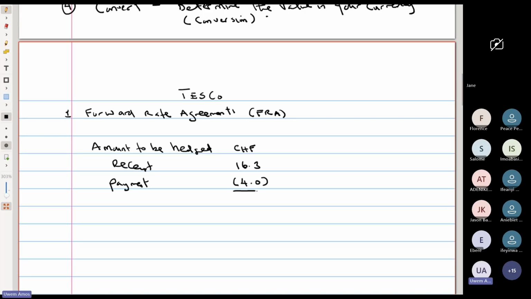So that means that you have a net receipt that you need to worry about, because that is the part you need to convert to the US dollar. And there's the risk that the exchange rate might move in an unfavorable direction between now and when that money is coming. So you have a net receipt of 12.3 Swiss francs. So this is what we're concerned about. This is what we need to manage.